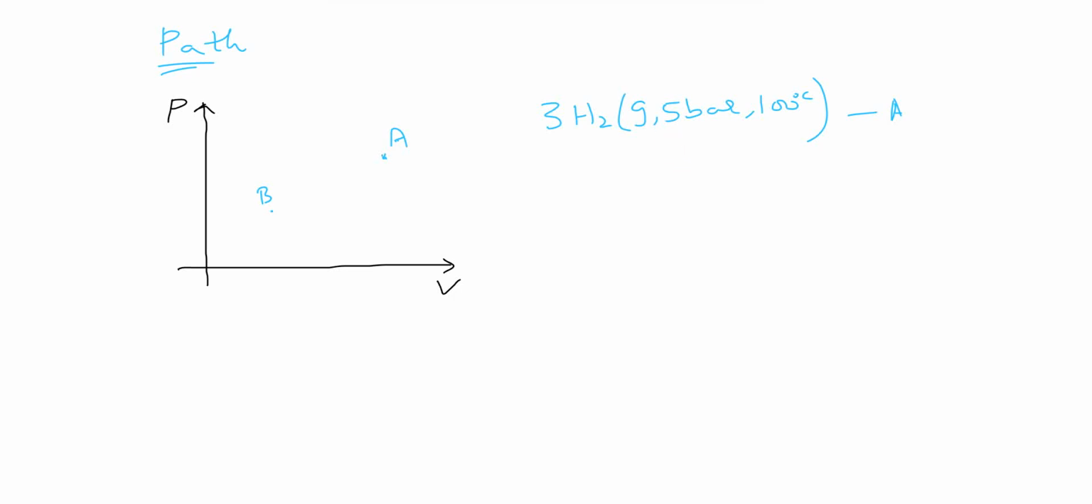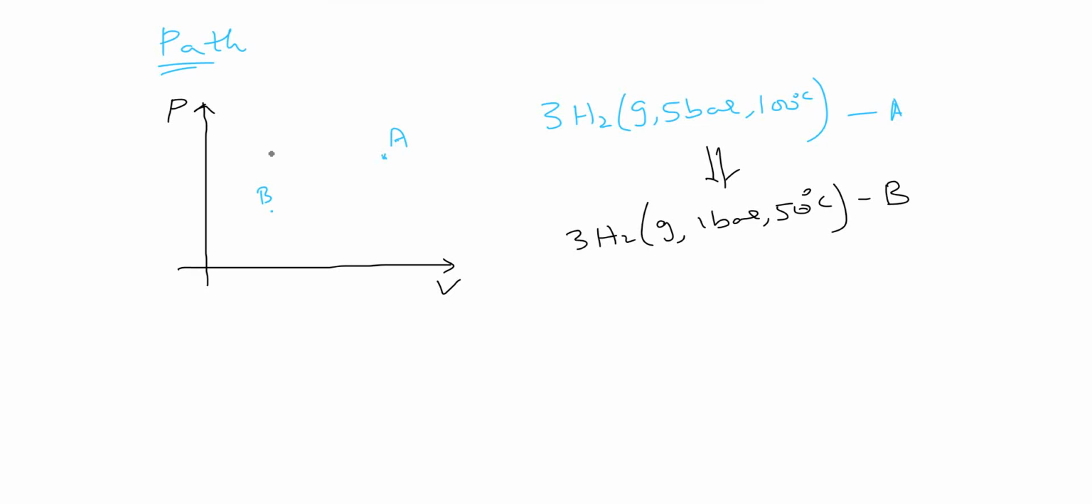Now to go to another state B, the other state is the same 3 moles of H2 gas phase, but pressure is 1 bar and temperature is 50 degrees Celsius. So now we have gone from equilibrium state A to equilibrium state B. There are an infinite number of ways how we can go from A to B.